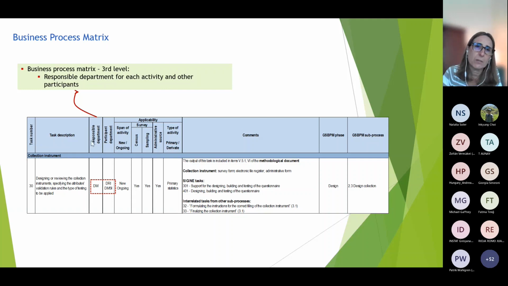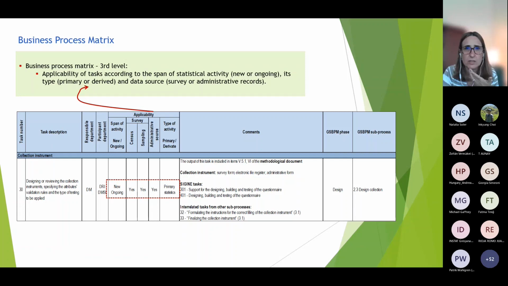And then you have the responsible department and the participant departments that are also responsible for interfering with that task. And I have to say that we made the decision that the responsible unit for a task is only one. We don't have double responsibilities. There is always an owner of the task, but even though we can have various participants that interrelate with the owner of that task. And then we also have the applicability of the tasks according to the span of the statistical activity: if it's a new or an ongoing activity, if it's a census, sampling based, an administrative source data type, etc. So there are always different categories for us to understand what we are talking about concerning a statistical activity.